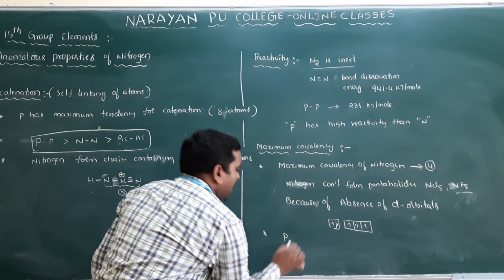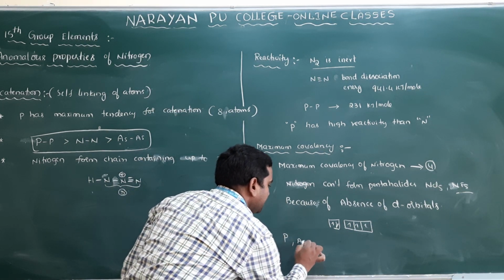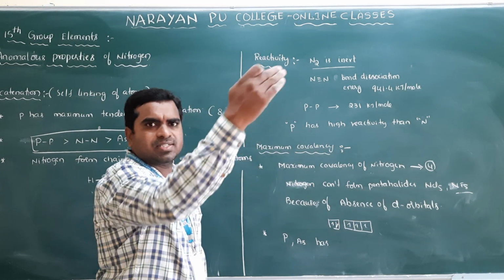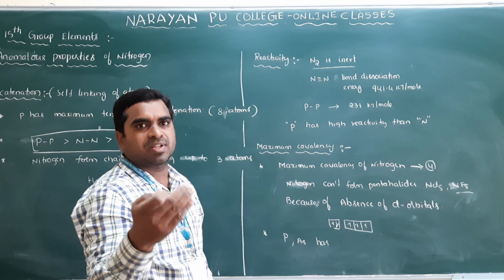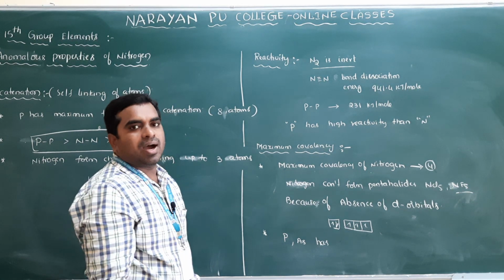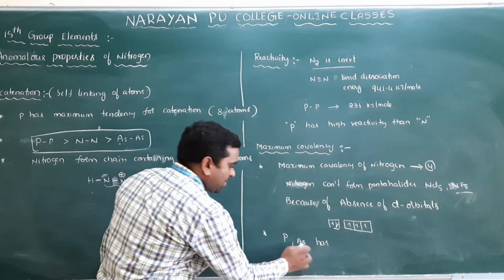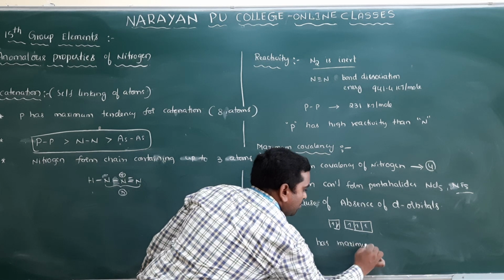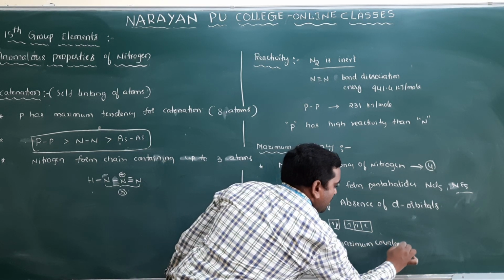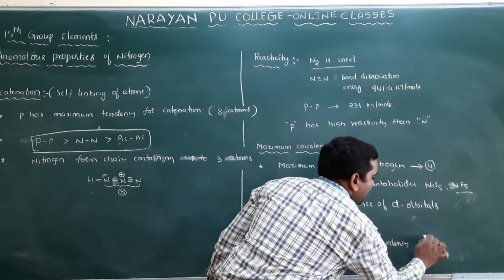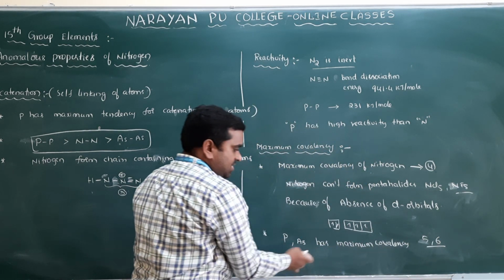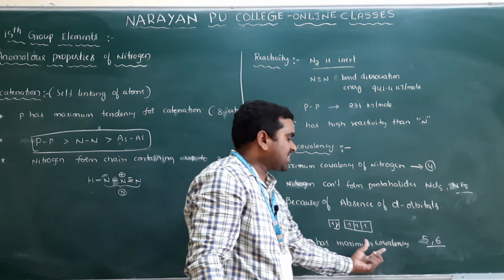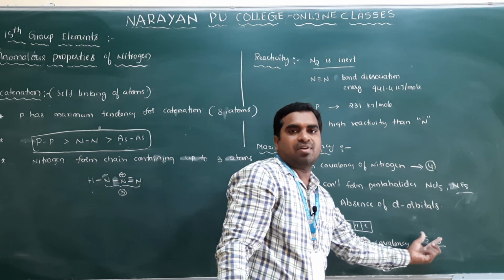If you take phosphorus and arsenic, covalency decreases down the group, and bismuth mainly shows tri compounds, which are stable compared to the penta compounds. So I am writing here that phosphorus and arsenic have a maximum covalency of 5 and 6. Why? Because they have empty d orbitals, so they can extend their covalency to 5 and also 6.